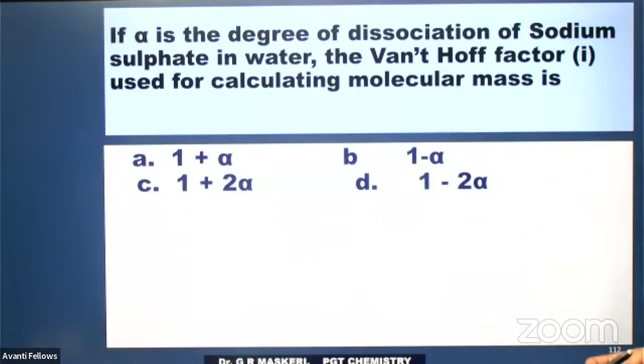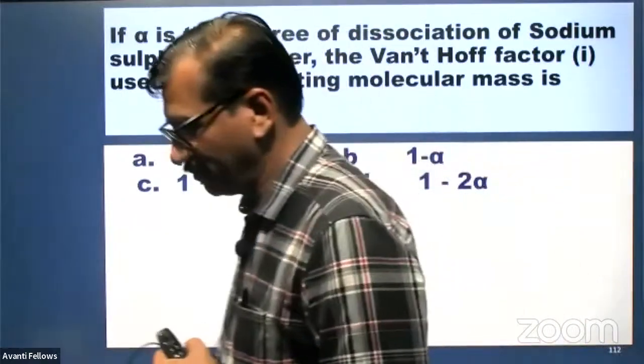If alpha is the degree of dissociation of sodium sulfate in water, the van't Hoff factor i used for calculating molecular mass is? If alpha is the degree of dissociation of sodium sulfate. Option B from West Godavari. Come on, say the answer once again. Option B, sir. Option C, okay.